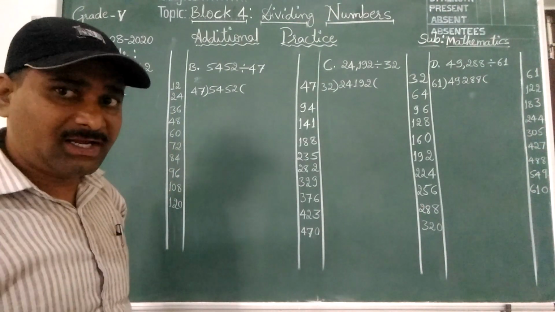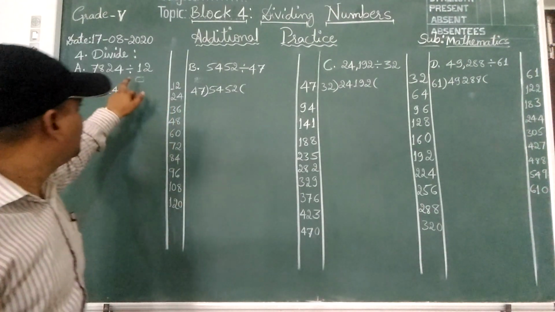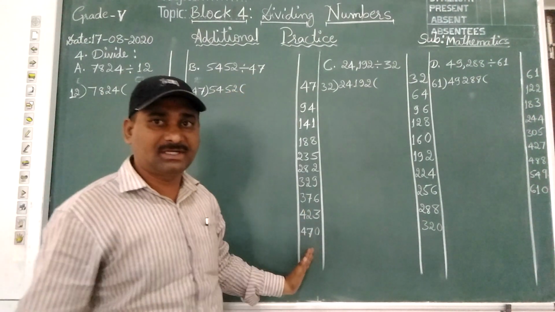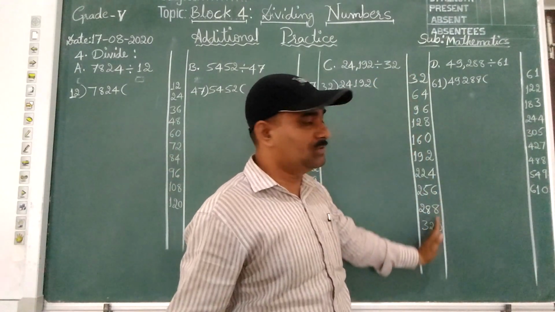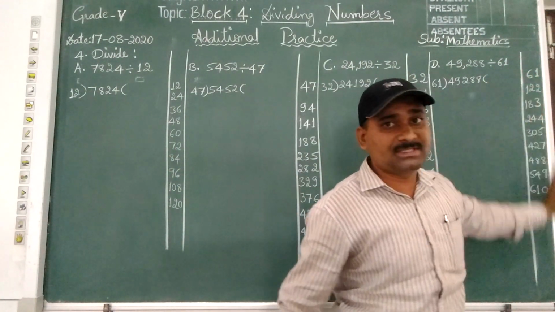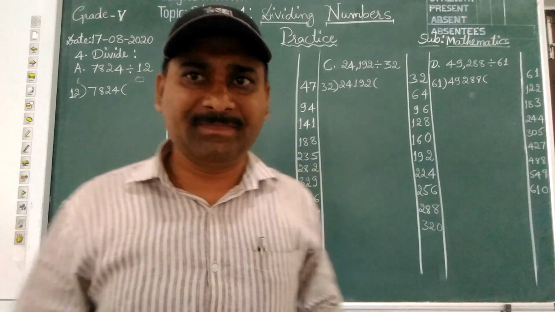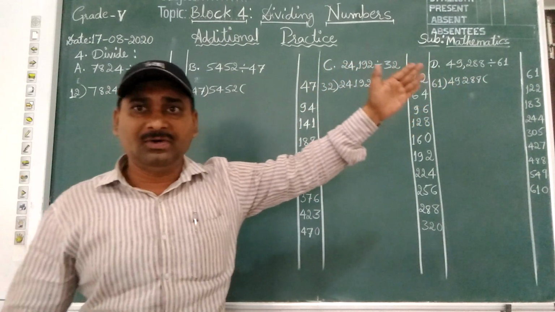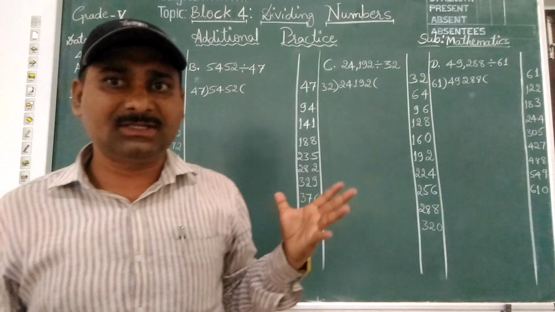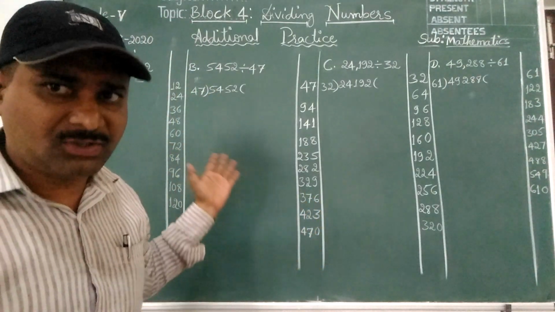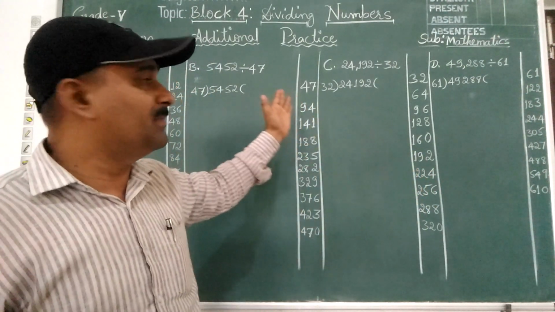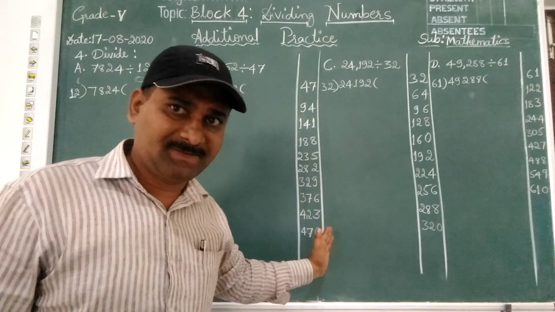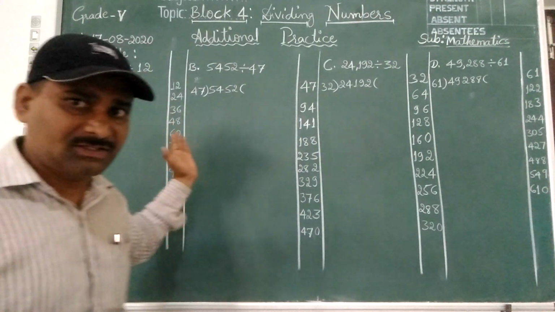So to divide, children, I have written a table here. To divide by 12, 12 is a table. To divide by 47, 47 is a table. To divide by 32, 32 is a table. To divide by 61, 61 is a table. It makes it easy because the numbers are big: 47, 32, 61. All the tables are not there in our mind, and we will not memorize all these tables. So if numbers are big and we are asked to divide, better prepare the table first, then start doing the division, right?